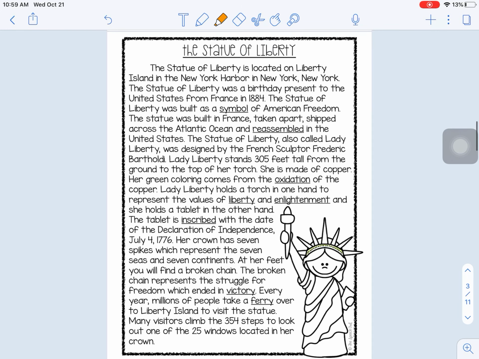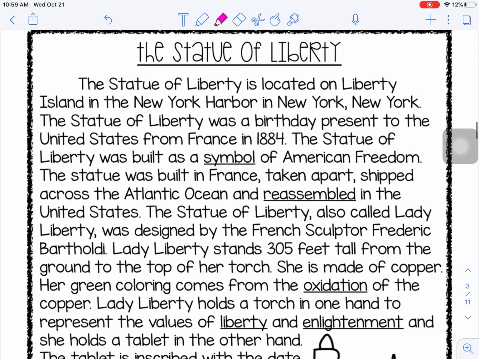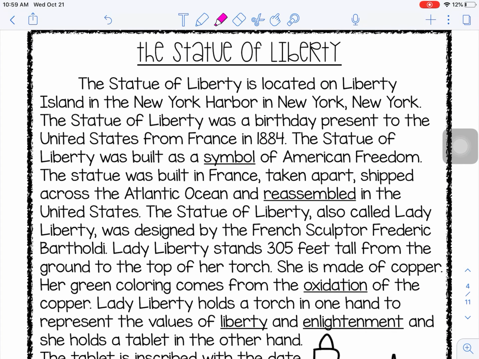So this is our passage that we're going to read together here. As we go through, please follow along with me. I will be highlighting important details as we go. So this is called the Statue of Liberty. The Statue of Liberty is located on Liberty Island in the New York Harbor. It's located in New York, New York. Have you ever been to New York before?